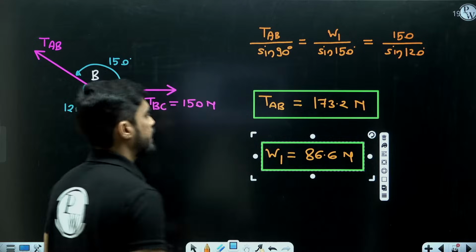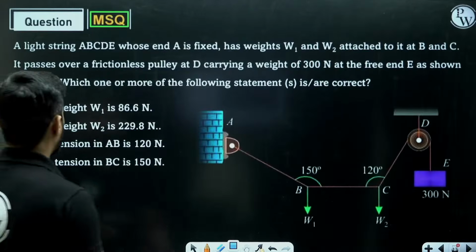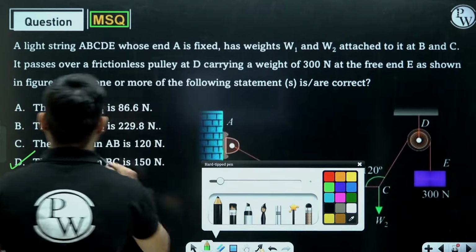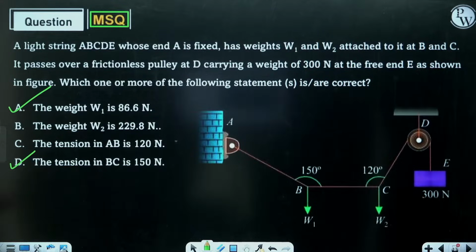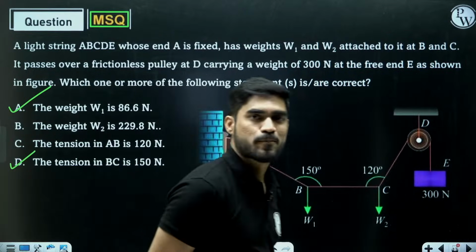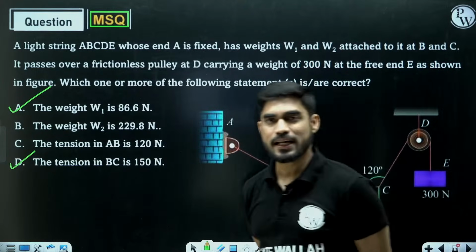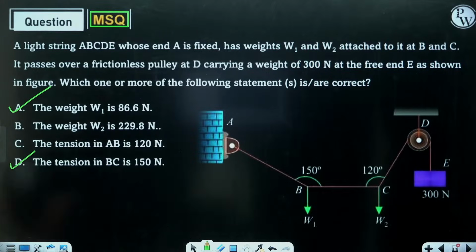So W1 is 86.6 and TAB is 173.2. W1 is 86.6, very good, correct. And tension in AB is 173.2. So answer A and answer D are the correct answers, right? Statement A and statement D are the correct statements. B and C are the wrong statements. So this was a question again on the application of Lami's theorem. Let's move on to the next question.